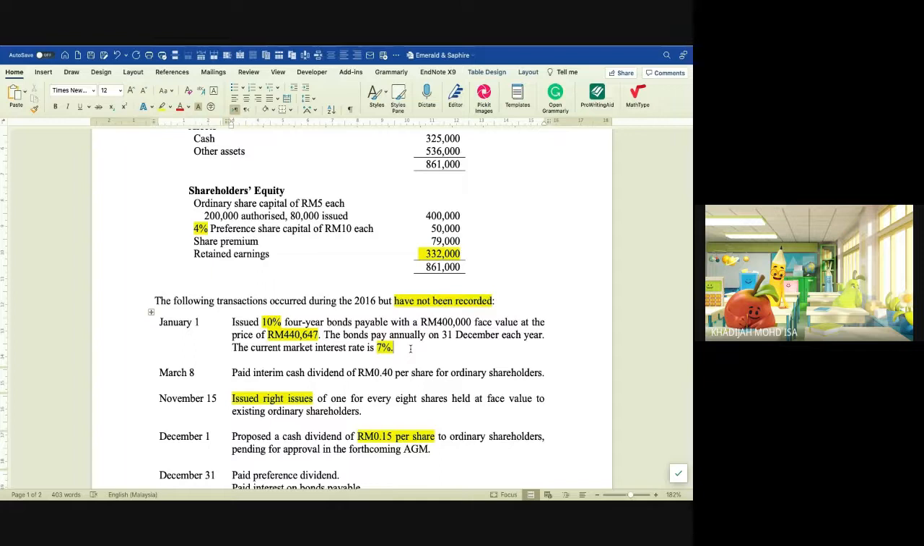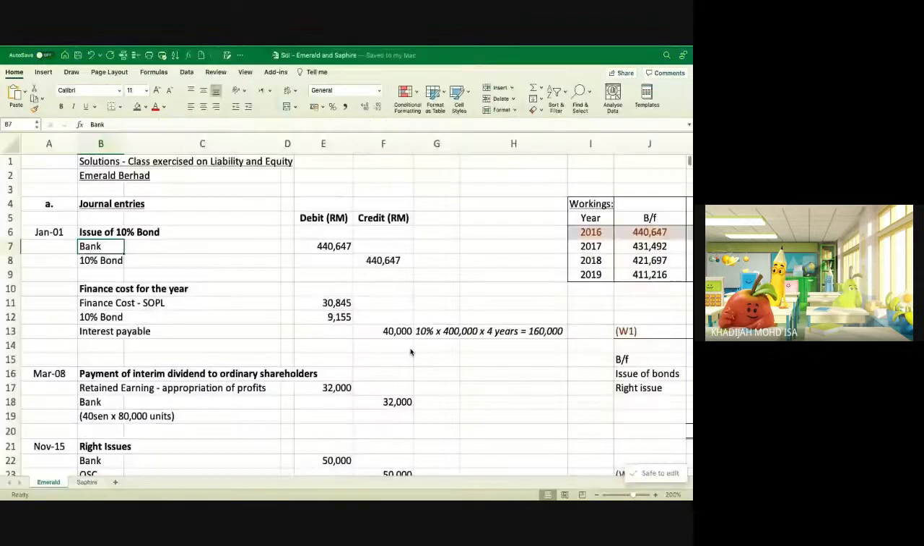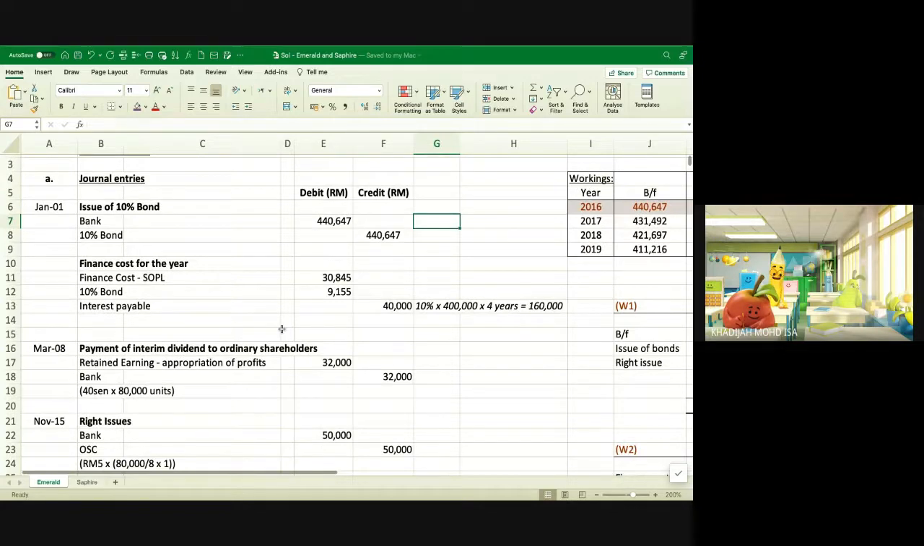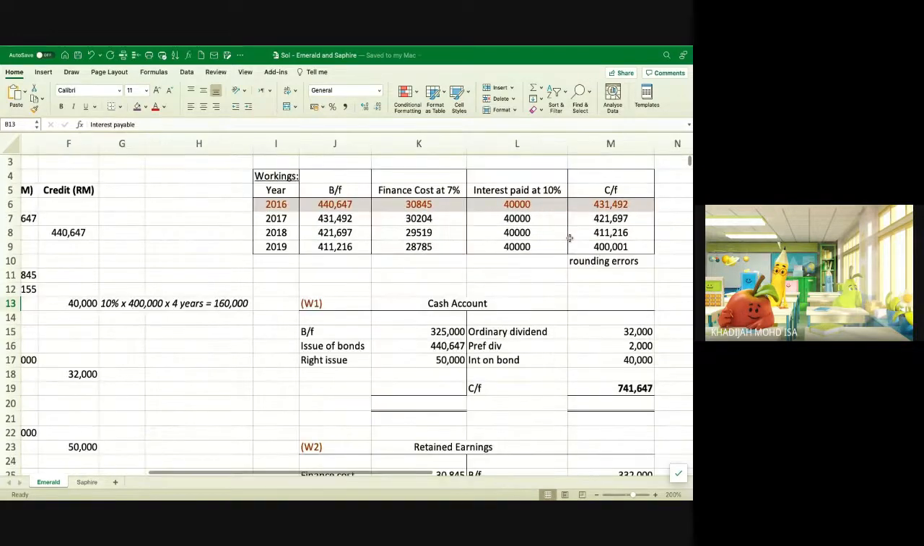So let's look again. The first one, you have to debit your cash 440,647, and credit your 10% bond. So is this clear? I think that this one is very straightforward. It's just that when you want to have the journal entries for your finance cost, 10% bond payable and the interest payable, this is why you have to do this working.